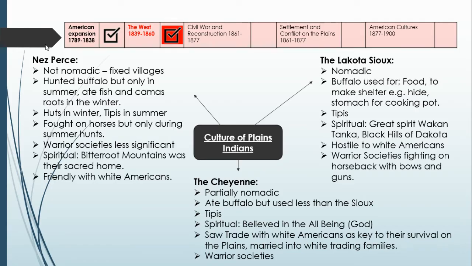So they are not as reliant on the buffalo as the Cheyenne, or definitely not as the Lakota Sioux. So they have a different diet in winter. They have huts in winter as well and teepees in the summer, so again that is a difference. They fought on horses, but only during summer hunts, so again slightly different. Their warrior societies are less significant, and we can tell this because, as the bottom bullet point says, they were friendly with the white Americans, so it's less important for them to have as strong fighters as the other two groups, who are perhaps a little bit more hostile.